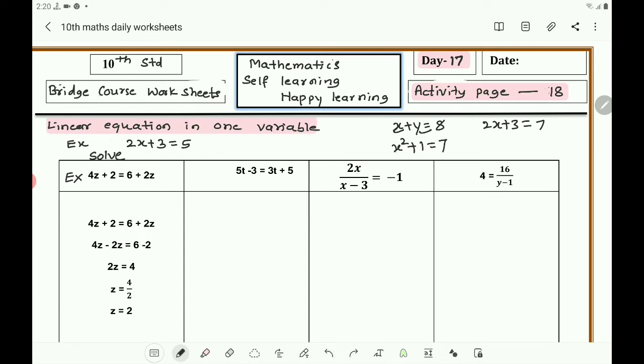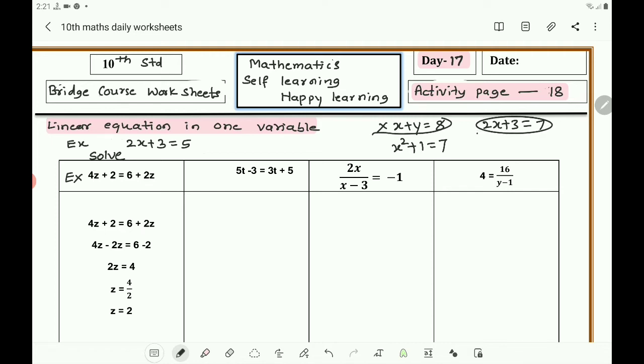Here which is the linear equation in one variable? Here you observe in this x plus y equals 8, x is one variable and y is one variable. Two variables are there, so it is not a linear equation in one variable. And here you observe 2x plus 3 equals 7, only one variable is there and its highest power is 1, so it is a linear equation in one variable.